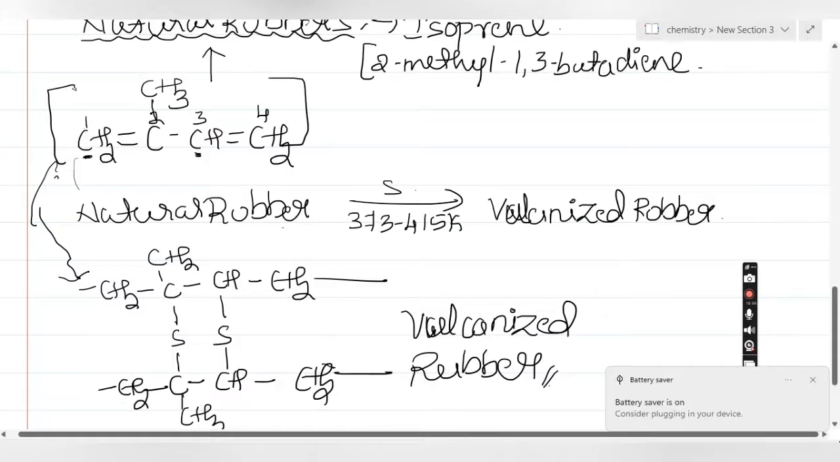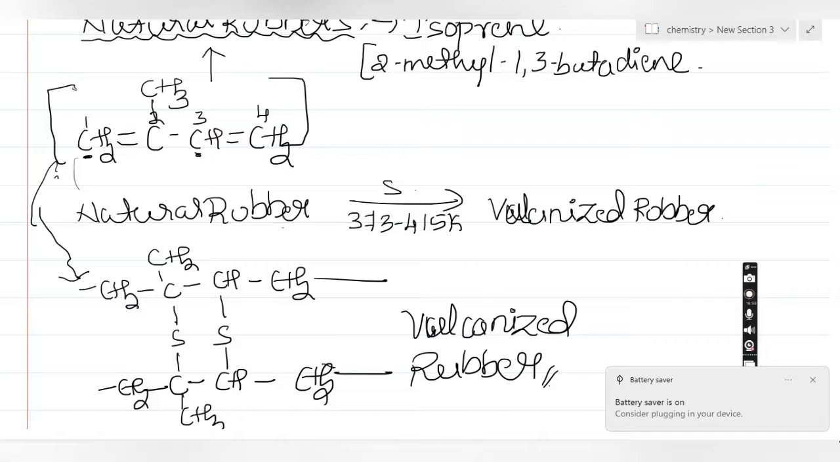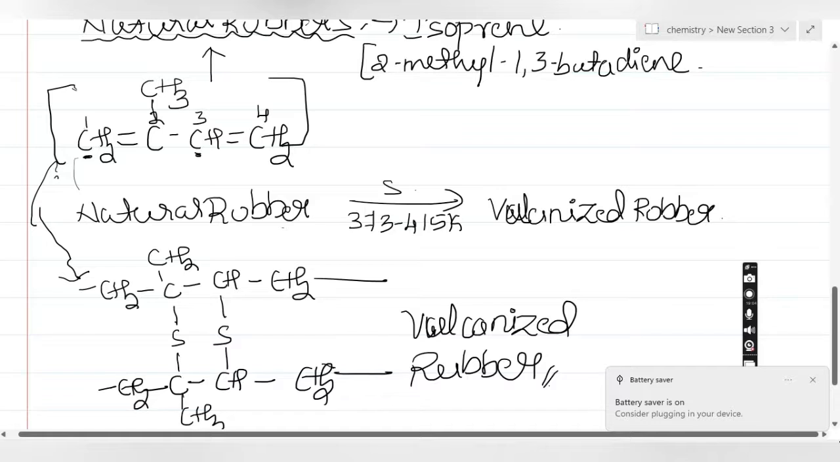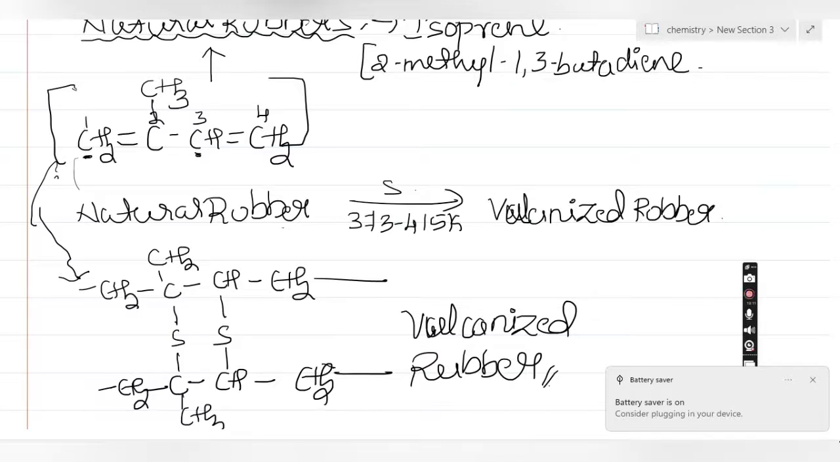So upon vulcanization, all these properties will be increased. I hope there is no difficulty with the vulcanization of rubber. Then we are going with synthetic rubber. See why? Because synthetic rubber is any vulcanized rubber polymer.